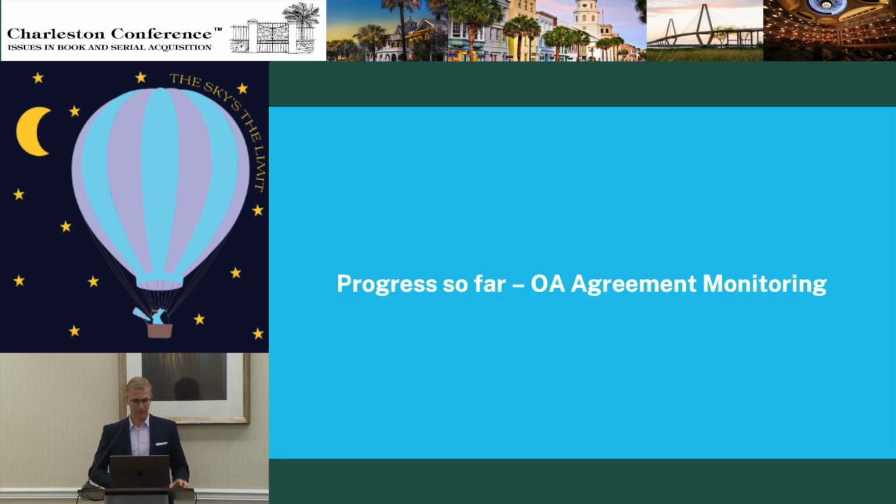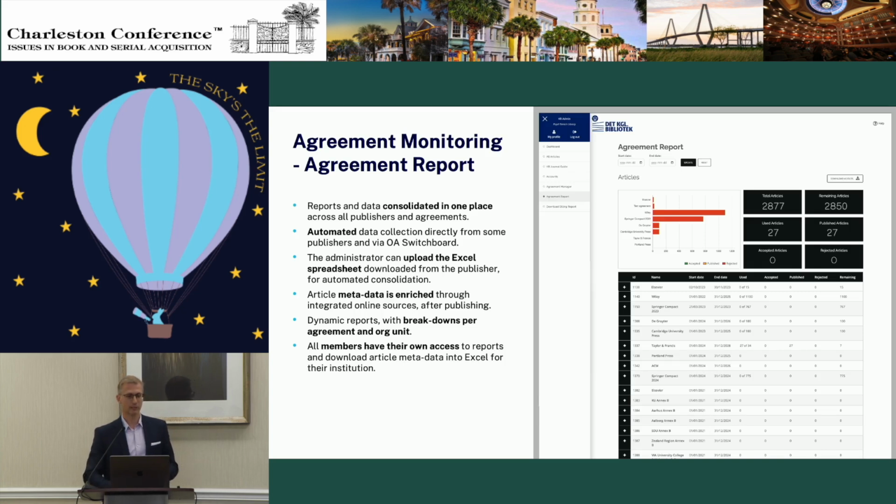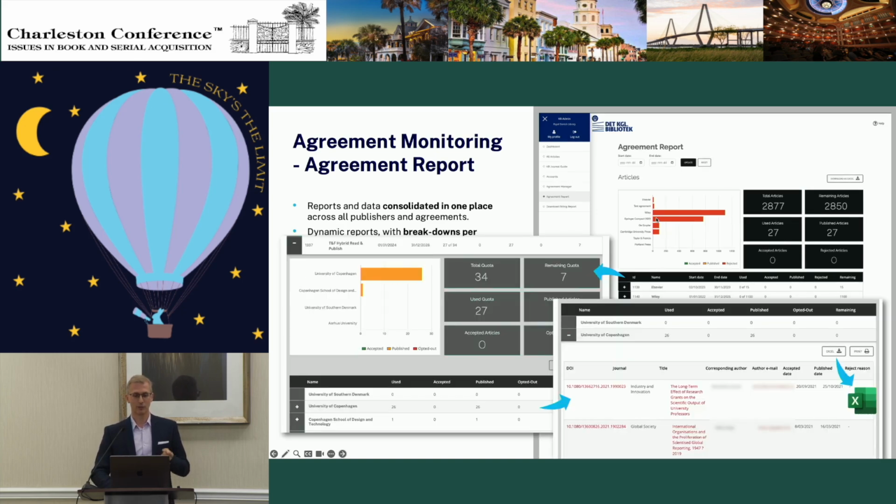Then we continue along the journey. We are now arriving at the agreement monitoring part. So similar aspect here, an overview of all the agreements in one place. So you can see the quotas, how much has been published on each agreement, and then you can drill down into the details. And as this is a consortium view, you can see the consortium members here, with University of Copenhagen published a little bit more than some other institutions.